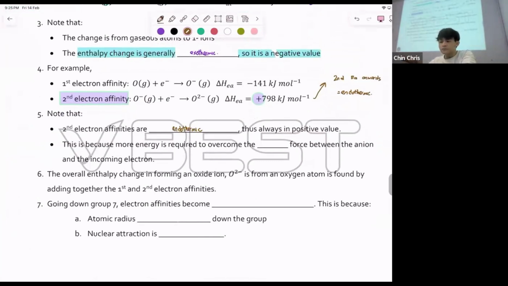Okay, because you are adding electrons into an anion, right? Anion is already negatively charged, right? They repel each other, am I right? So it will repel one another.